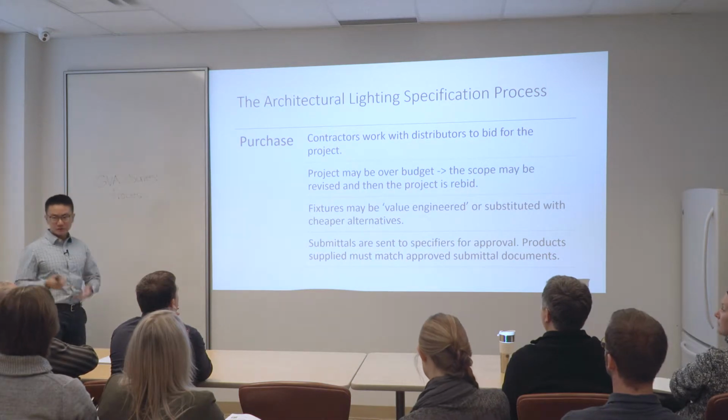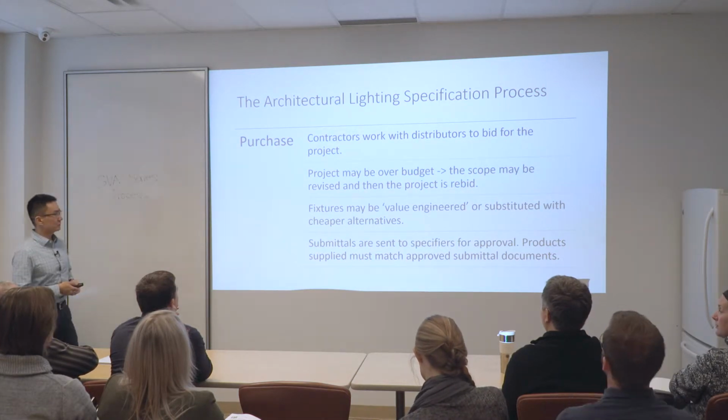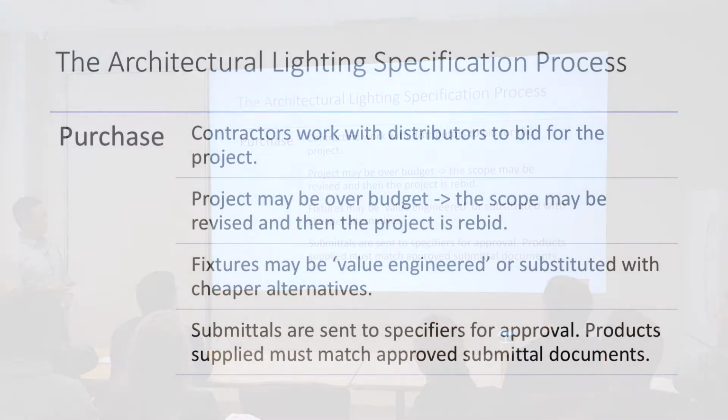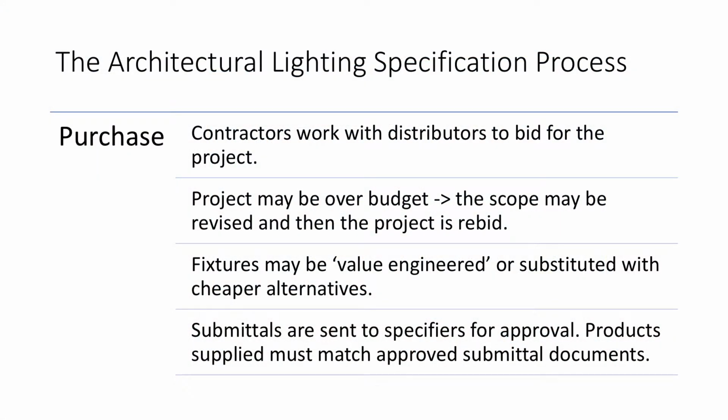So here is the part that George asked about a moment ago, the purchase part. So contractors end up bidding on a project. Contractors have to work with distributors to do the bid. So they work together, they put in their bid, it may go over budget. So when a project goes over budget, typically the scope can be revised. So they make lighting fixtures smaller for this section, or they take off some of the lighting fixtures, or make some changes. So that happens after the bidding. But of course, if everything goes okay at the bid, then they can just skip this step.